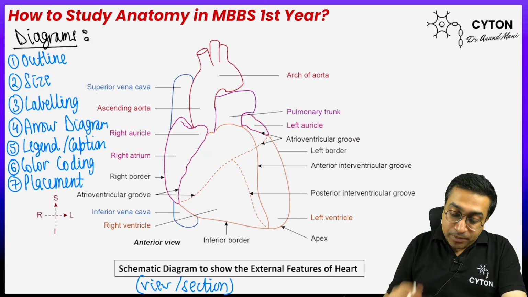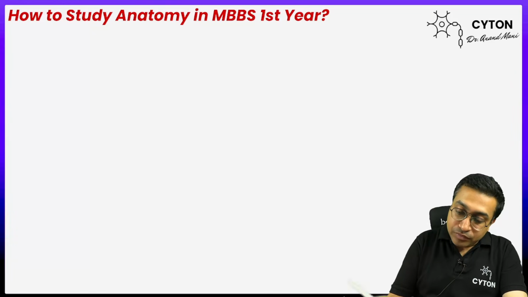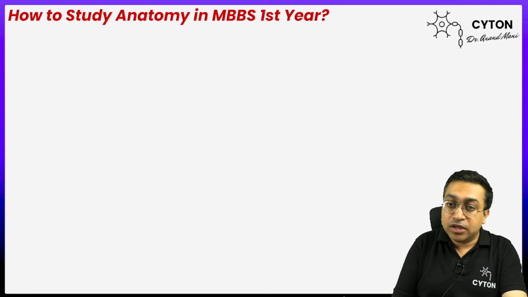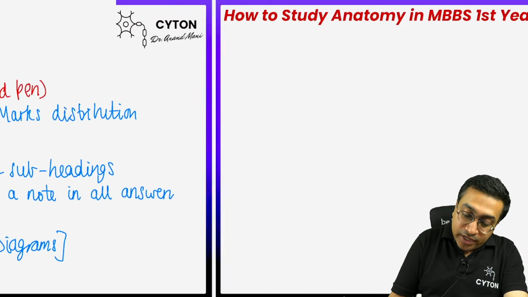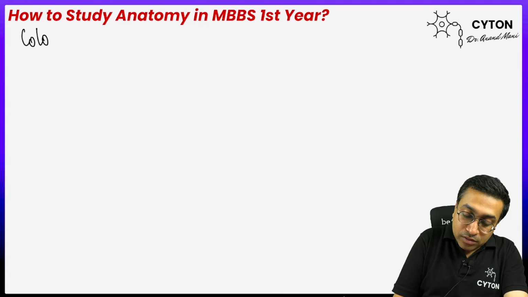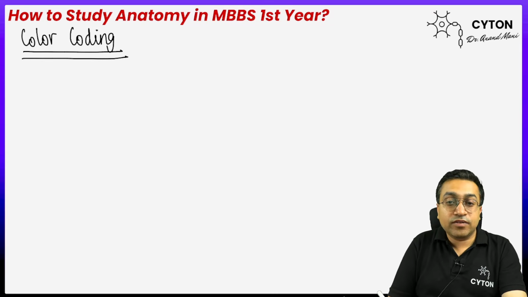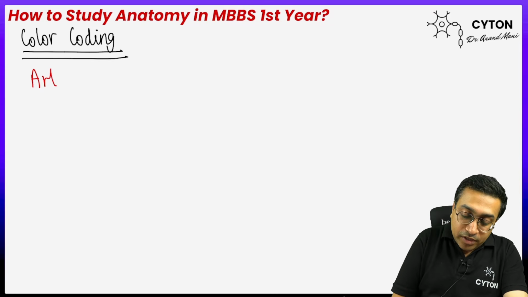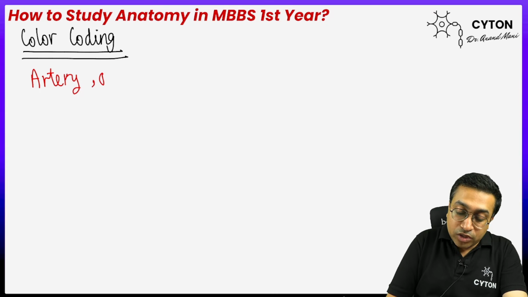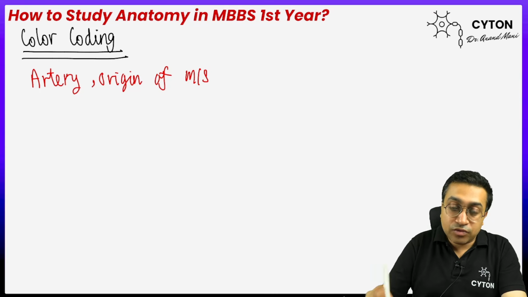Okay, so that brings us to the color coding now. Color coding. I will rearrange the slides in the PDF later on. Okay, so next we come on to the heading, that is the color coding. Okay, now color coding is very essential. You should follow this for your exams. So artery should be given the red color. Artery, red color, or the origin of muscles should be shown with the red color.